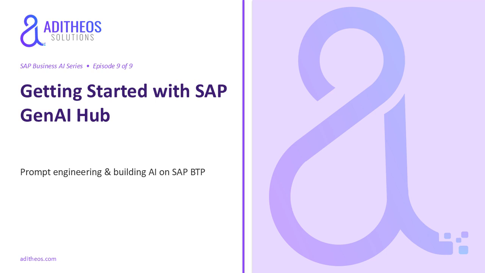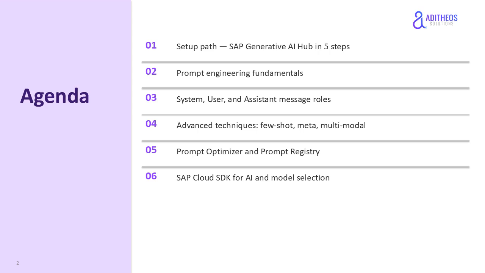This episode gives you a clear sequence to follow, the setup path for SAP Generative AI Hub, the prompt engineering techniques that matter most in enterprise contexts, the prompt registry for governing prompts at scale, and how the SAP Cloud SDK for AI brings it all together in code. Let's get into it. 6 areas.